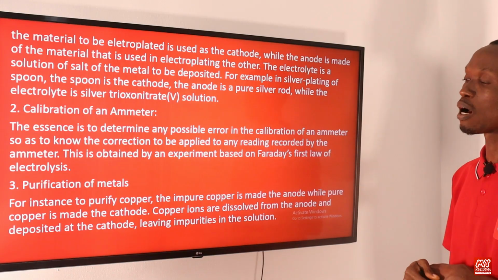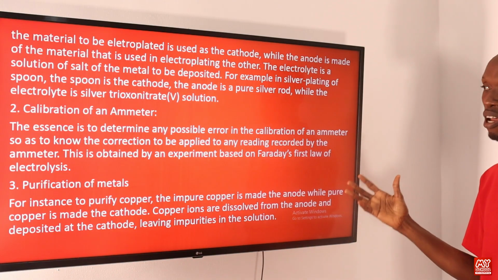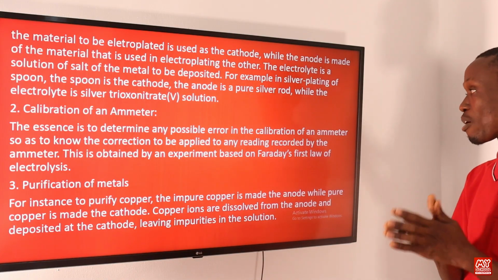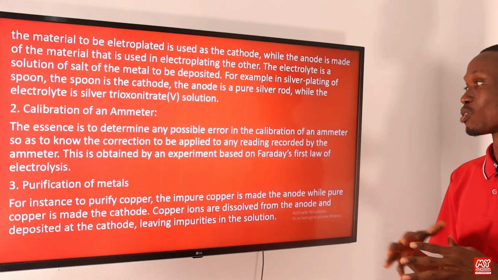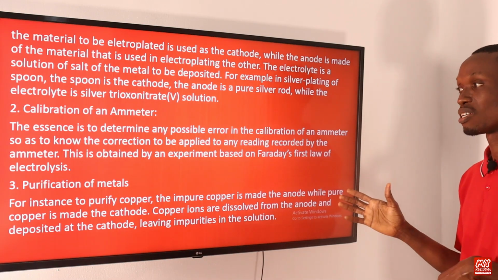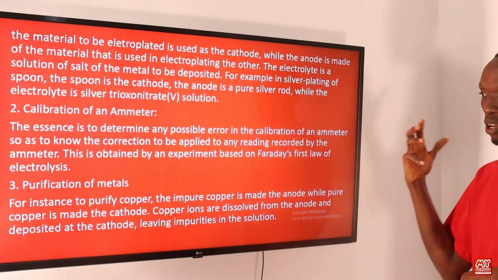Another application of electrolysis is calibration of an ammeter. The essence here is to determine any possible error in the calibration of an ammeter so as to know the correction to be applied to any reading recorded by the ammeter. This is obtained by an experiment based on Faraday's first law of electrolysis.